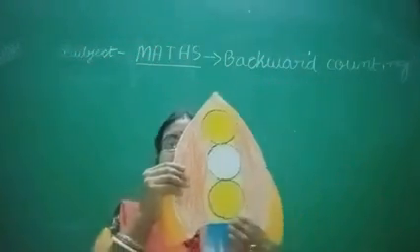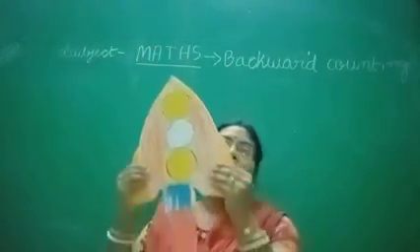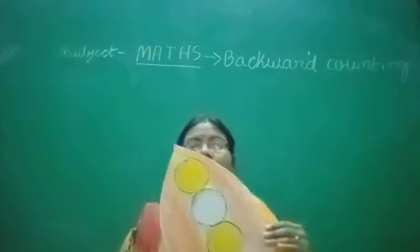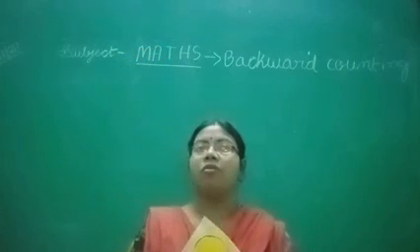So children, in this rocket, when we are going up, it is forward counting. When we are coming down, it is backward counting.